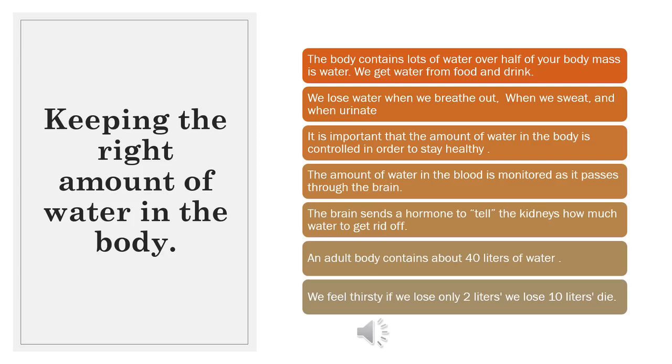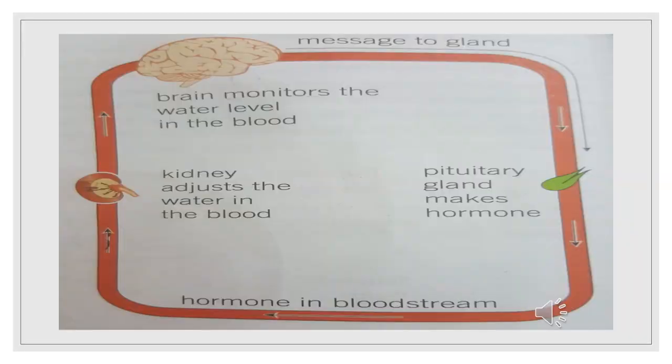It is important that the amount of water in the body is controlled in order to stay healthy. The amount of water in the blood is monitored as it passes through the brain, which sends a hormone to tell the kidneys how much water to get rid of. An adult body contains about 40 liters of water. We feel thirsty if we lose only 2 liters. We lose 10 liters.